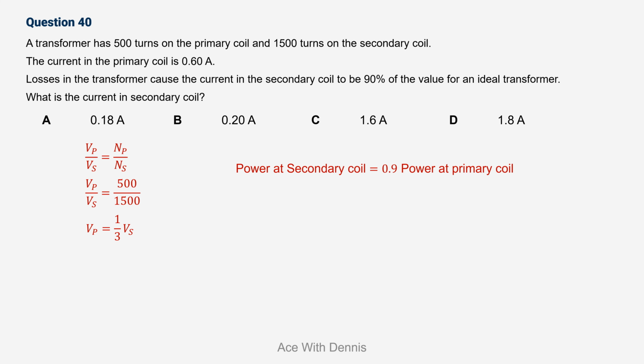Now, the power at the secondary coil is 0.9 of the power at the primary coil. So Vs Is equals 0.9 Vp Ip. Vp is 1/3 of Vs, and Ip is 0.6 amps. So Vs cancels with Vs, hence Is equals 0.18 amps. So the answer will be A, 0.18 amps.